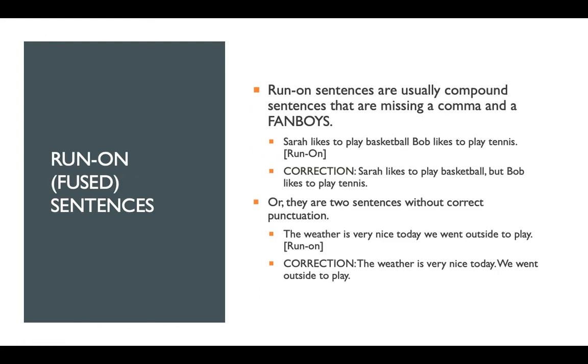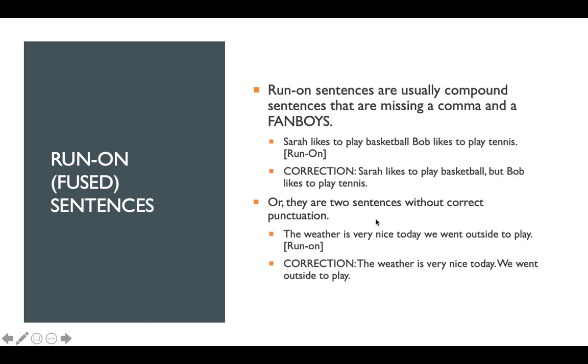Run-on sentences are usually compound sentences that are missing a comma and or a FANBOYS. These are mistakes and you should avoid them. Look at the example. Sarah likes to play basketball, Bob likes to play tennis. Notice how there should be a pause here because we have two different thoughts. So the correction should go like this. Sarah likes to play basketball, but Bob likes to play tennis. Notice how even in my speaking it sounds different when I read it the second time, when it's written correctly.